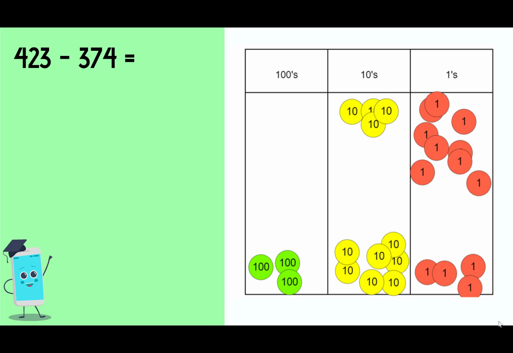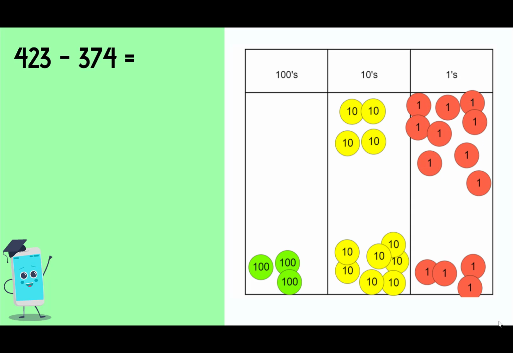What am I left with? I've got no hundreds. I've got 4 tens, so I've got 40. And I've got 1, 2, 3, 4, 5, 6, 7, 8, 9. I'm left with 49. So my answer is 49.